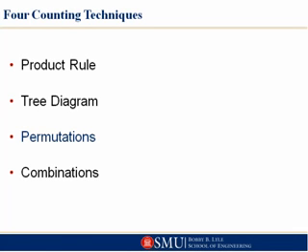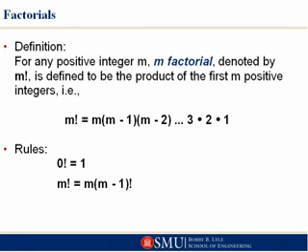Let's move on to looking at permutations. And before we get to permutations, let's go back. You may have had this. I'm not sure at what point in your schooling you might have heard or seen this, but factorials as a mathematical definition: for any positive integer m, m factorial, denoted by m and then the exclamation point, is defined to be the product of the first m positive integers.